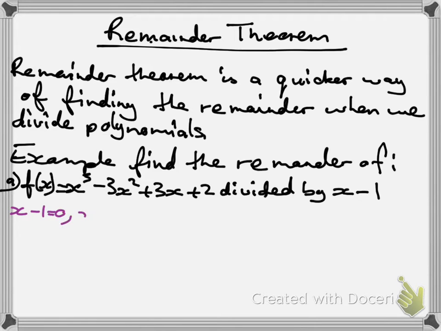So we're going to say x minus 1, we equate the divisor to 0 and solve for x. And then we are going to substitute the value of x into f of x. So where there is x, we are going to be putting 1. That's how we find the remainder theorem, the remainder.